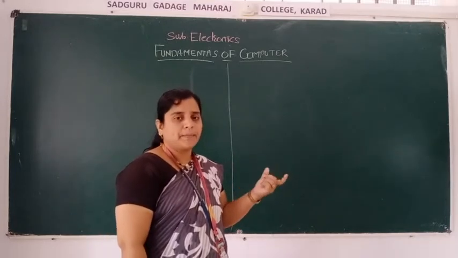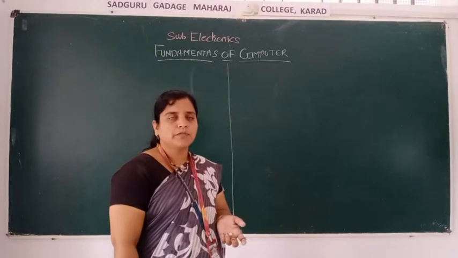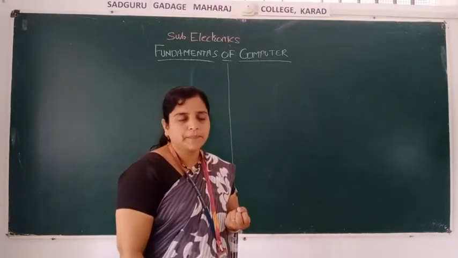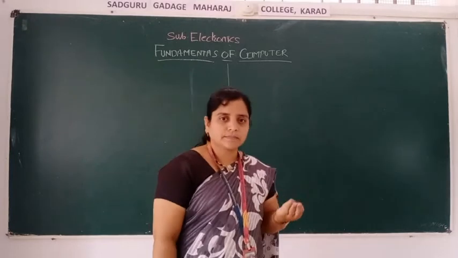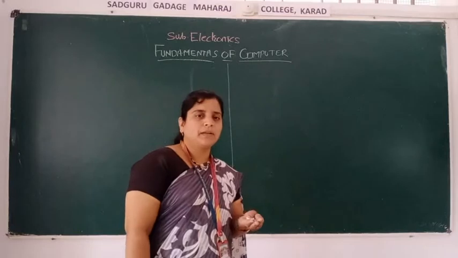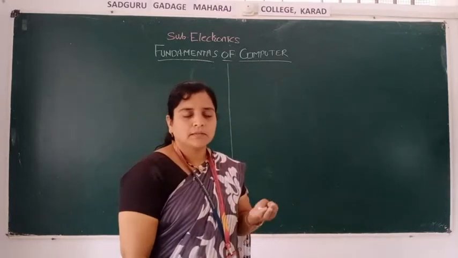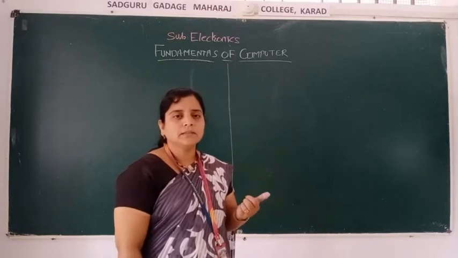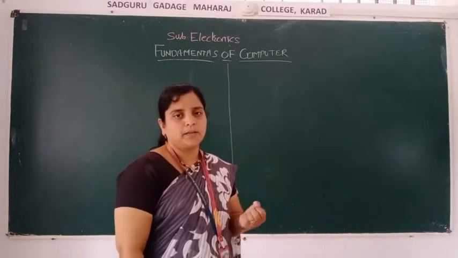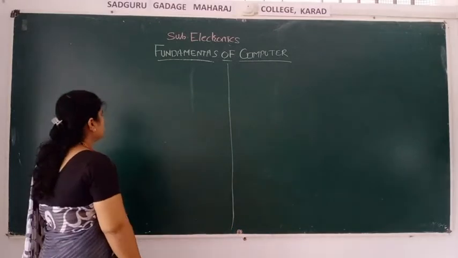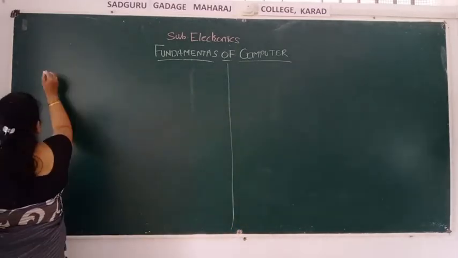Primary memory again has many types: random access memory, read-only memory, programmable read-only memory, EEPROM, erasable programmable read-only memory, and flash memory. All those memories we have seen. So today we are going to start with the floppy disk and hard disk.